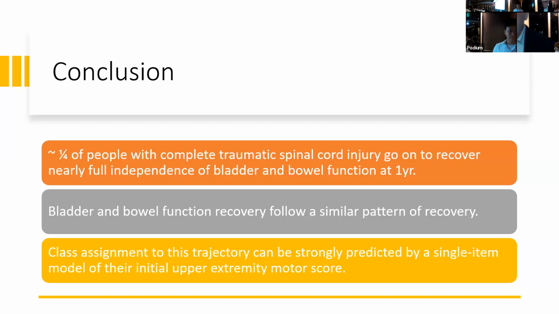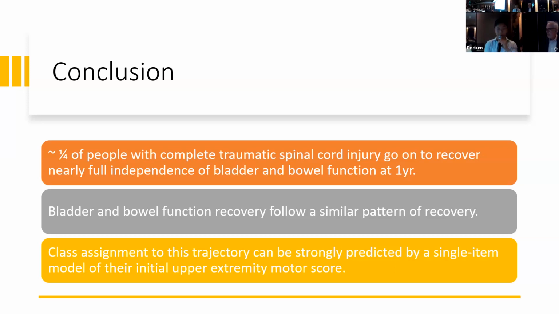Thank you very much. Good presentation, Alex. Got a question for Alex? No? What do you do if you find this preoperative upper extremity score? Can you change that? Does it make an impact on your outcome?